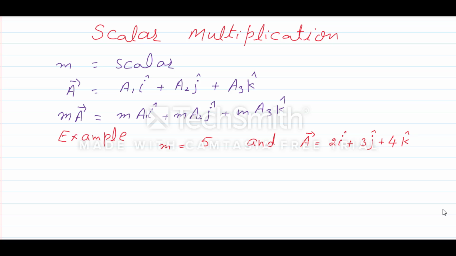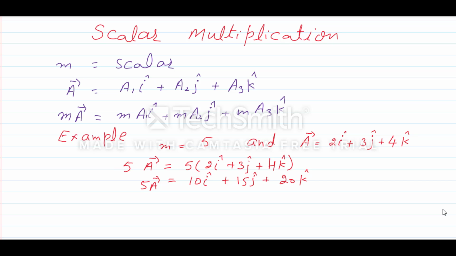Now we will see an example of scalar multiplication. Suppose m is equal to 5 and A is equal to 2i plus 3j plus 4k. First we will multiply by 5 on both sides, then each component will be multiplied by 5. So we obtained 10i, 15j and 20k unit vector. This is a way to multiply a scalar with a vector.